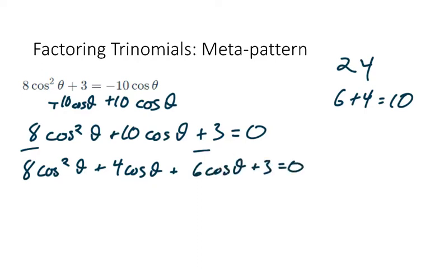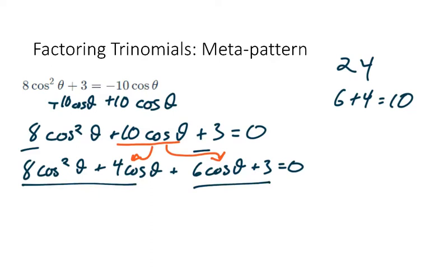Again, this is probably the trickiest part. I'm taking this 10 cosine theta and I'm breaking it apart into 4 cosine theta plus 6 cosine theta, because 4 plus 6 is 10. And I can do that. That's fine. You can do all kinds of beautiful things with algebra. Now I'm going to factor by grouping for these two parts.